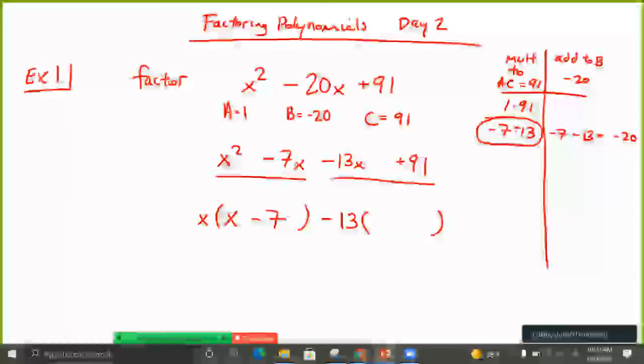And by dividing both of these terms, the 91 and the 13x, by -13, it's going to switch the signs and get us the result we want in our parentheses. And now, if we were to factor out the x minus 7, what's left over there? X minus 13. So that gets its own parentheses for our final answer. X minus 7 is factored out, and what's left is x minus 13.